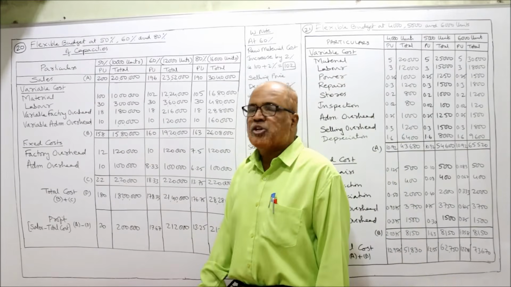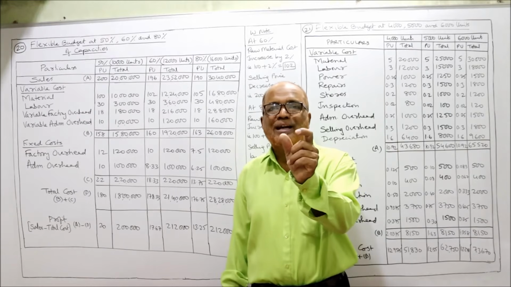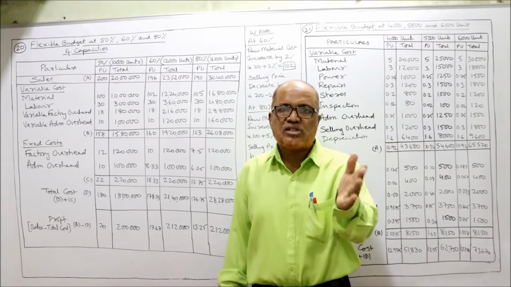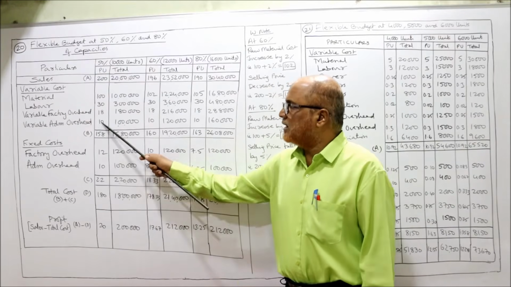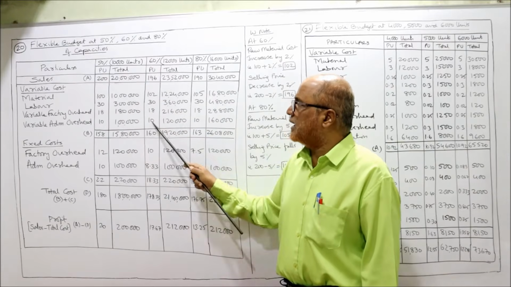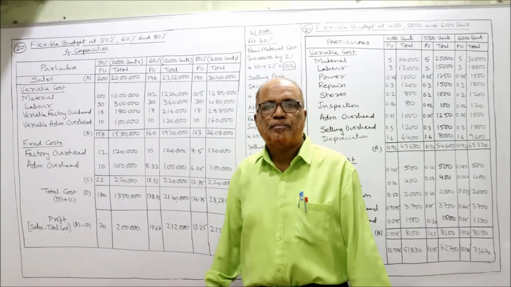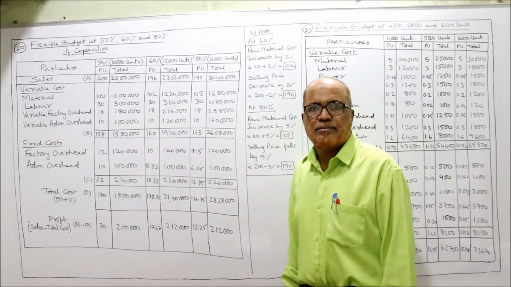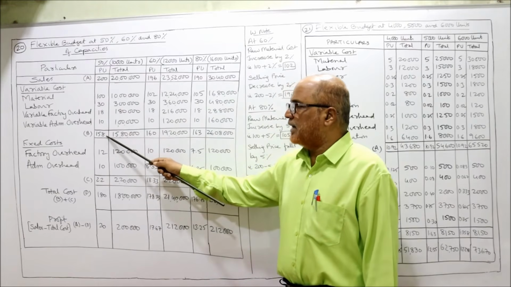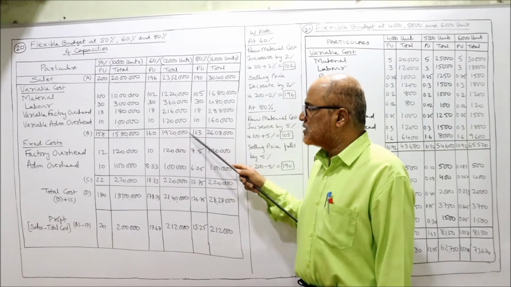Now variable administration overhead. It is given in the problem administration overhead is 20 rupees, 50% fixed. So 10 rupees fixed, 10 rupees variable. So I have taken 10 rupees. Now multiply. 10 into 10,000, 1 lakh. 10 into 12,000, 1 lakh 20,000. 10 into 16,000, 1 lakh 60,000. Finished. Variable cost we have completed. So take the total variable cost B. Per unit 158. 15 lakh 80,000. Totals we got.